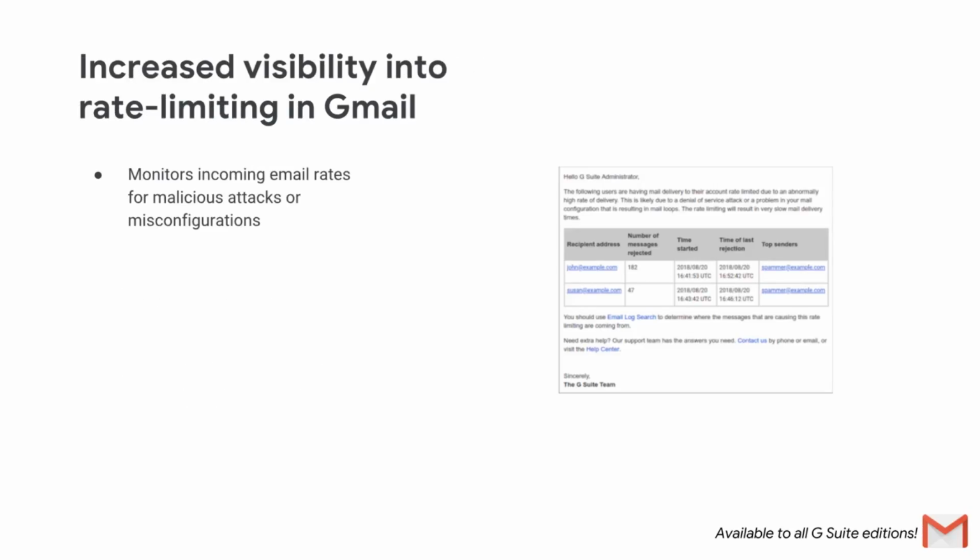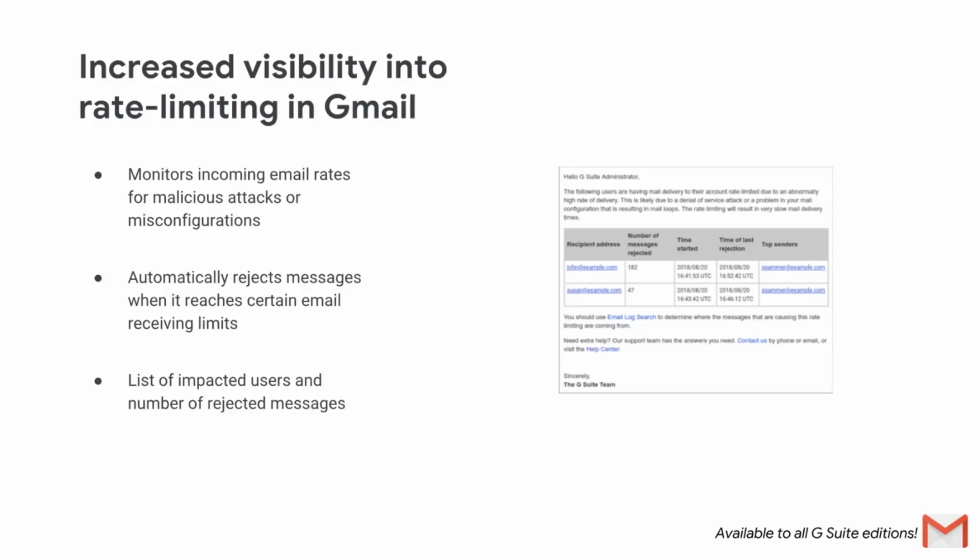Gmail monitors incoming email rates for malicious attacks or misconfigurations that contribute to unusually high rates of incoming emails. To protect your users, Gmail monitors this incoming email rate, and when it reaches certain email receiving limits, automatically rejects messages to impacted accounts. If Gmail rejects 25 or more messages to a single recipient within 1 hour, we'll send you a list of impacted users and the number of their rejected messages.